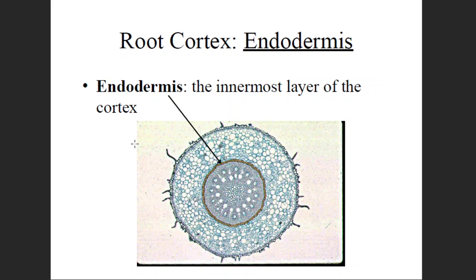Next to the cortex is the endodermis, which culminates, or which ends, the cortex region. The endodermis is the innermost layer of the cortex. So epidermis was the outermost layer of this plant, and endodermis is the innermost layer of this cortex. So this cortex, from here to here, we can consider as a cortex. This is the lining which we can call an endodermis.